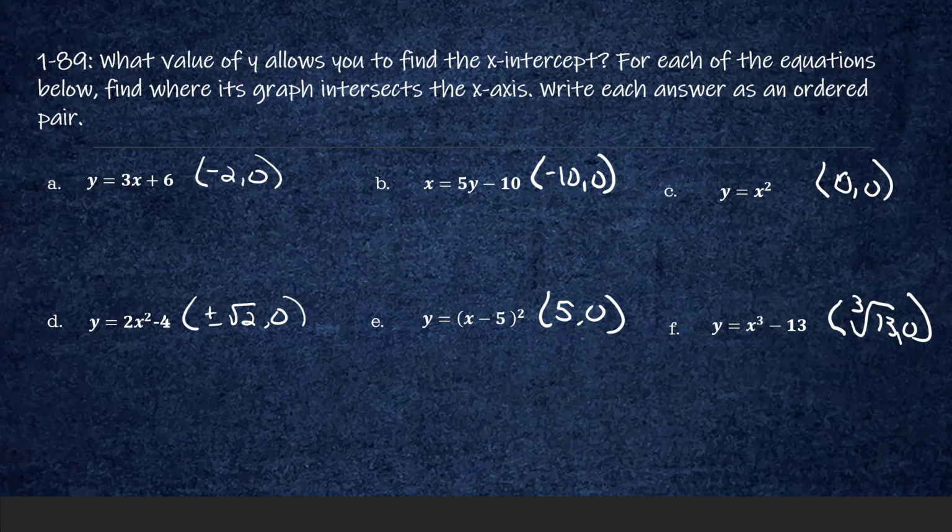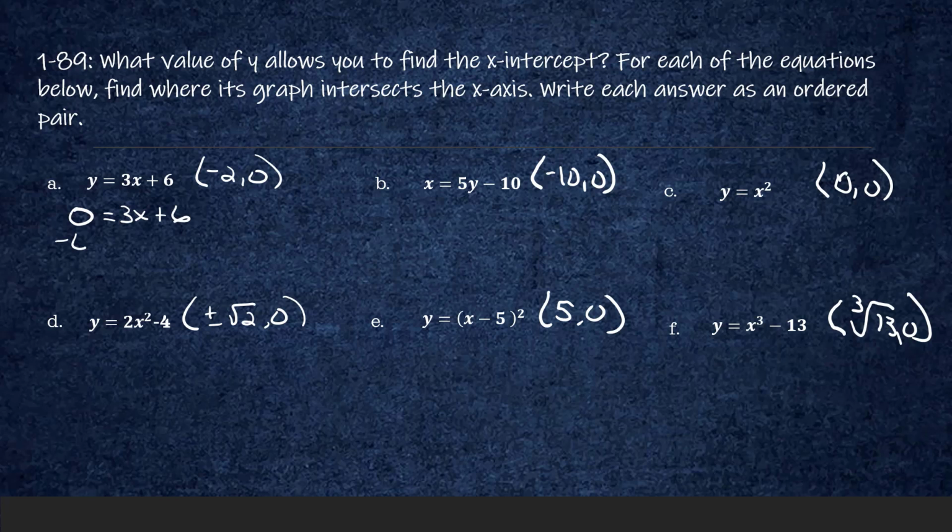1-89 is interesting because it's like one we did in the last homework assignment. This one says, what value of y allows you to find the x-intercepts? Well, it was the other way around. What value of x allows you to find the y-intercepts? Well, if it's an x-intercept, that means y has to equal 0. So the easiest way to do that is to replace y with 0 on each of these equations. And that's what I do.